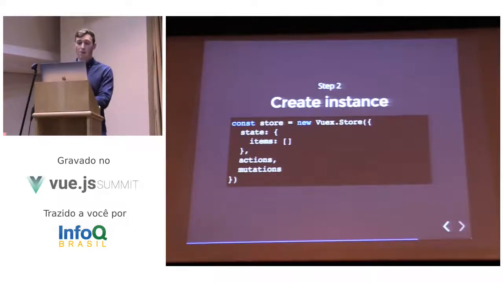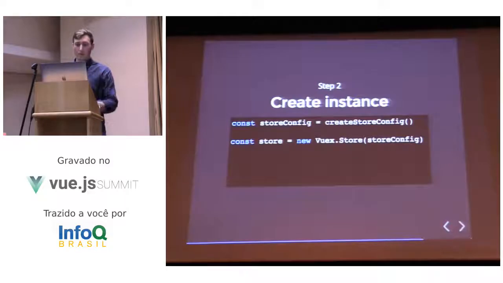And this works fine, but if you want to test it, it's kind of problematic because in a test you need to create a new store with the same config in each test to make sure that it's isolated. So I recommend moving out your store config into this function to return a new store config object each time you call it, and then create the store like that.